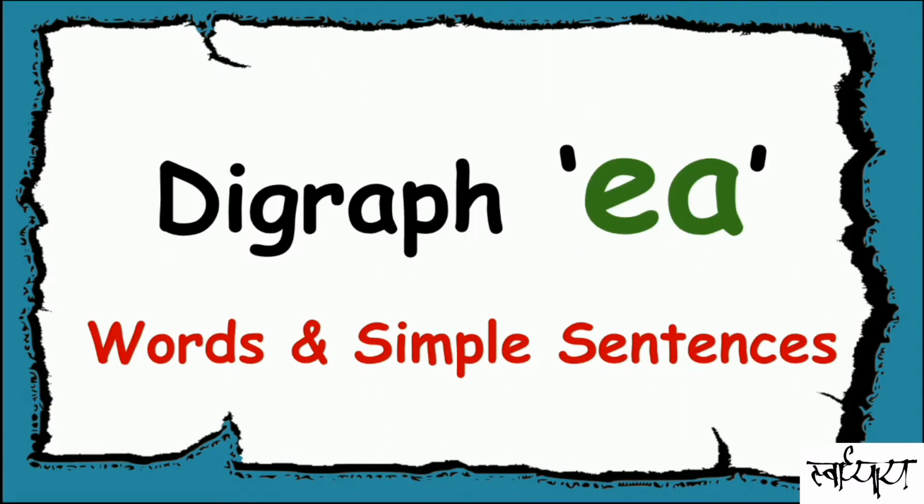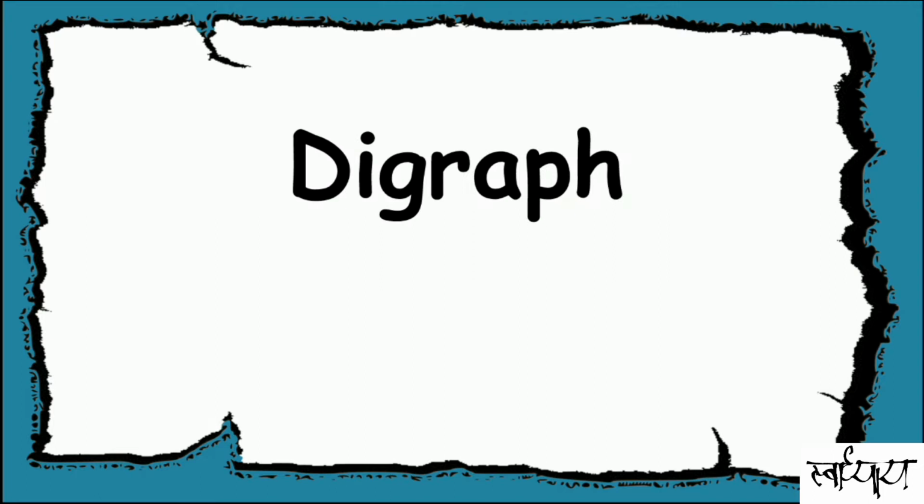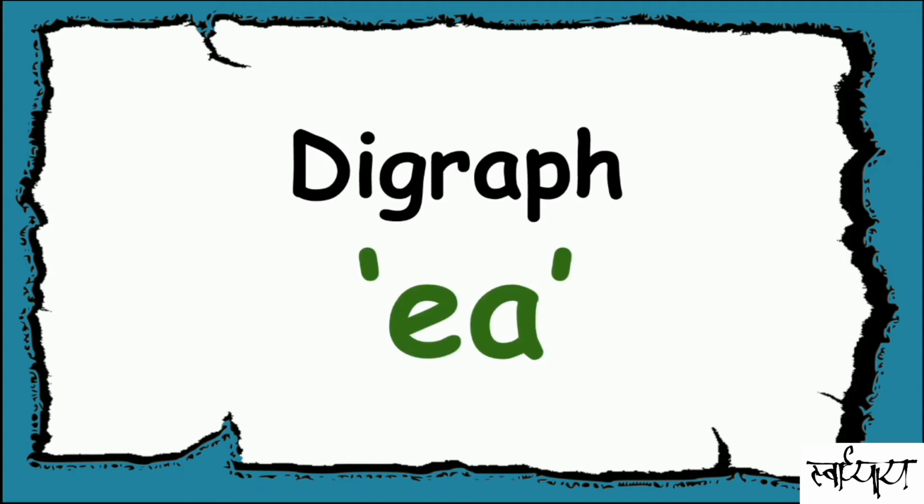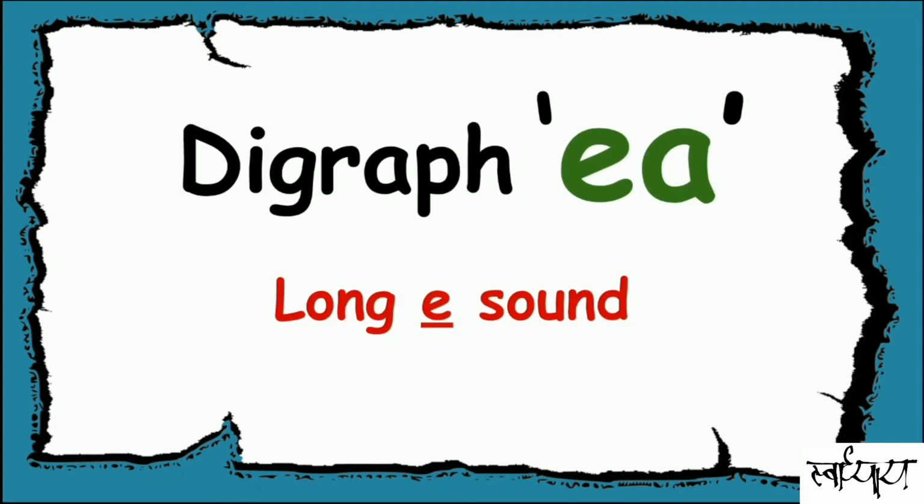Today we will learn about the digraph EA. We'll read a few words and simple sentences. What is a digraph? A digraph is a combination of two letters making one sound. The vowel E comes together with another vowel A, making the digraph EA. The digraph EA makes a long E sound and also the short E sound.